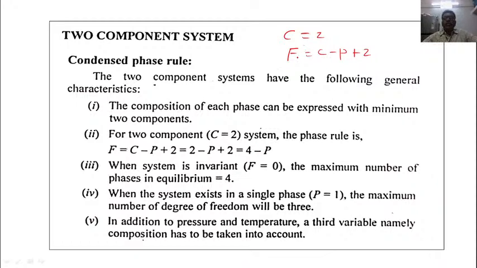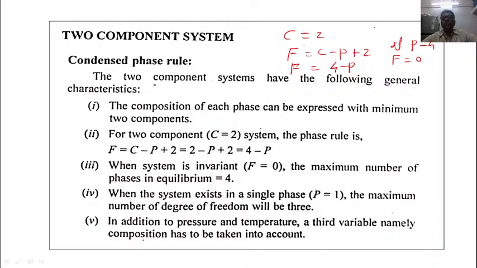Because in the two component system C equals 2, if we put C equal to 2 here, 2 plus 2 is 4, so 4 minus P. The number of degrees of freedom becomes F equal to 4 minus P. Now suppose that P equal to 4 phases are existing in equilibrium with each other, then the degree of freedom F becomes equal to 0.